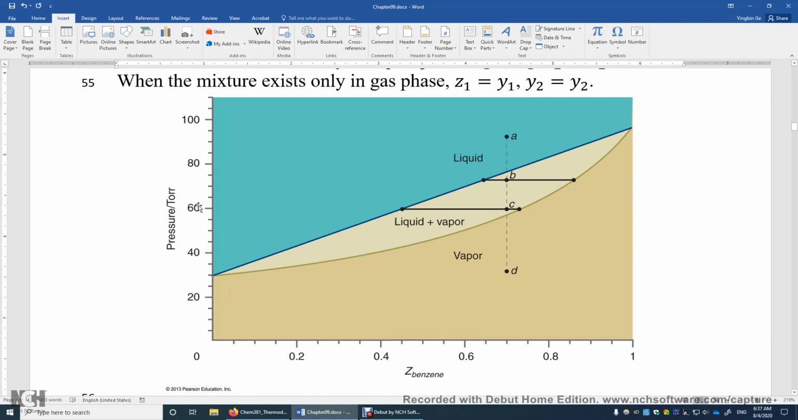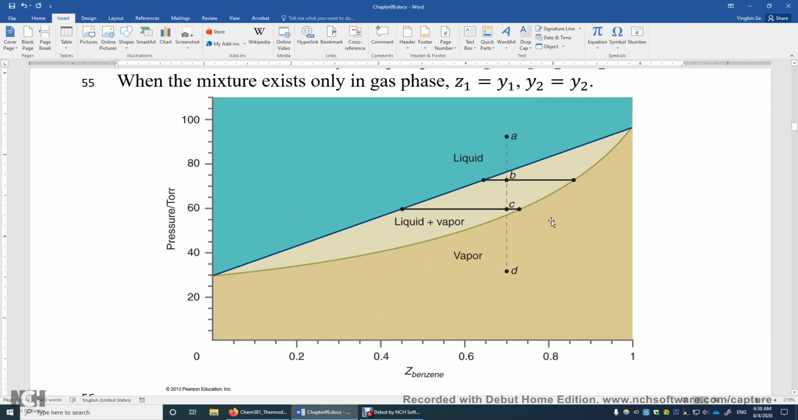We can do the same analysis along this line, 0% benzene, 100% toluene. When the pressure is higher than 30 bars, it's liquid toluene. Lower than 30 bars, it's toluene gas. At 30 bars right here, they coexist. This room temperature becomes the boiling point of toluene under the 30 torr pressure. I'm sorry if I said bars. They should actually be torrs.